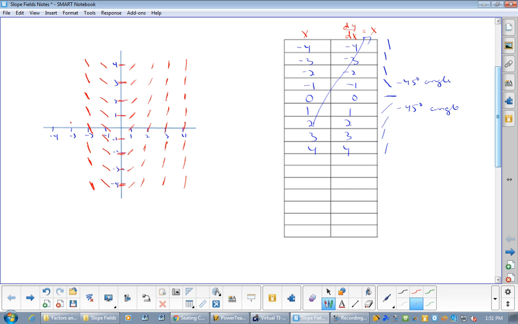Okay, at negative 3, we're going to be a little bit more vertical. And then at 4, we're going to be more vertical than that one even. Okay, and that's how you do your slope fields. And you can actually see kind of a pattern going.